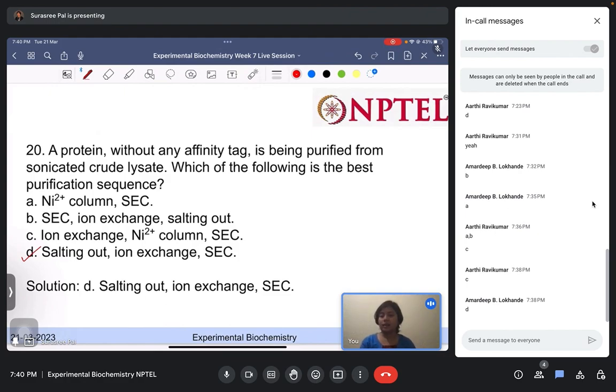So this is the ideal sequence of protein purification for a protein which does not have any affinity tag. Because it does not have any affinity tag, a nickel column cannot be used, and option B is not correct because SEC should not be used in the beginning and salting out should not be used as a final step.